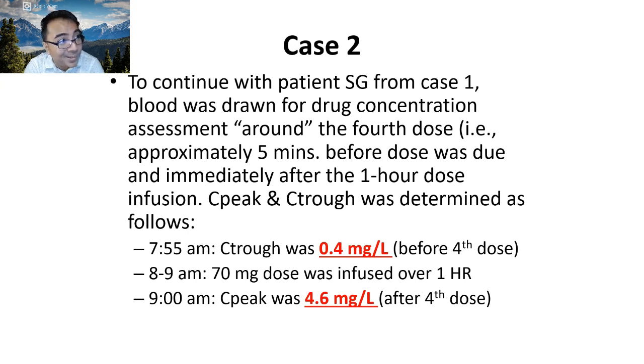Tandaan nyo, class, it's normal to get differences sa actual at saka yung estimate. Kasi estimate lang naman yun eh. So, ang trough natin is 0.4. Then, ito ginamit natin 70 milligrams. Hindi natin ginamit yung 80 milligrams. Okay, sa ito, nag-stick lang tayo sa 70 milligrams. 70 milligrams dose was infused. Then, ang peak concentration is 4.6.